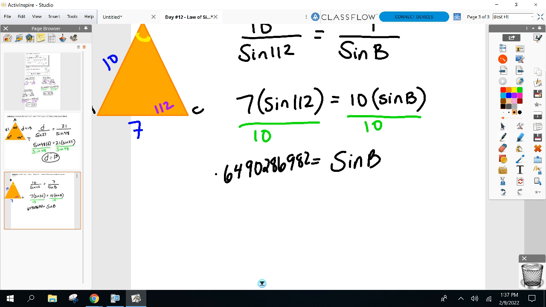Anybody remember how to find it? Find an angle. Whole day of it. Come on, just had a quiz on it. Remember the inverse? Yes. So angle B is going to be equal to the inverse of sine, sine to the -1, of this decimal.